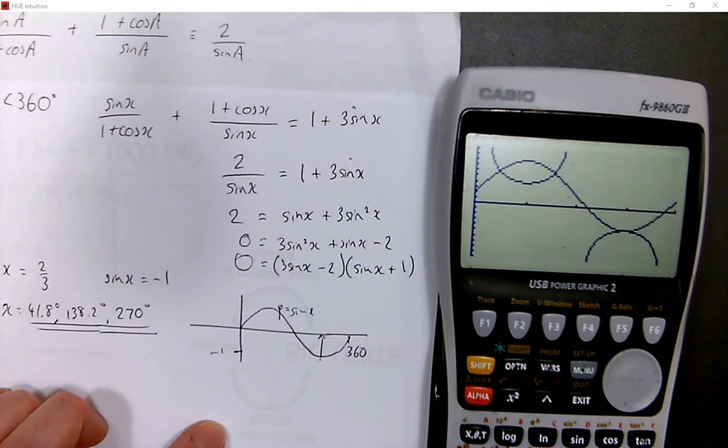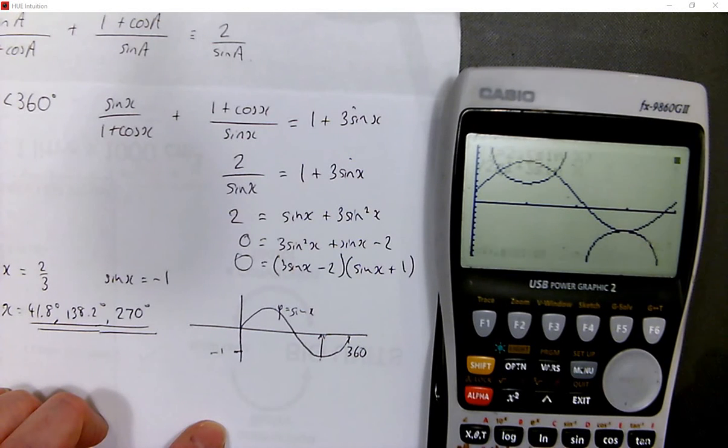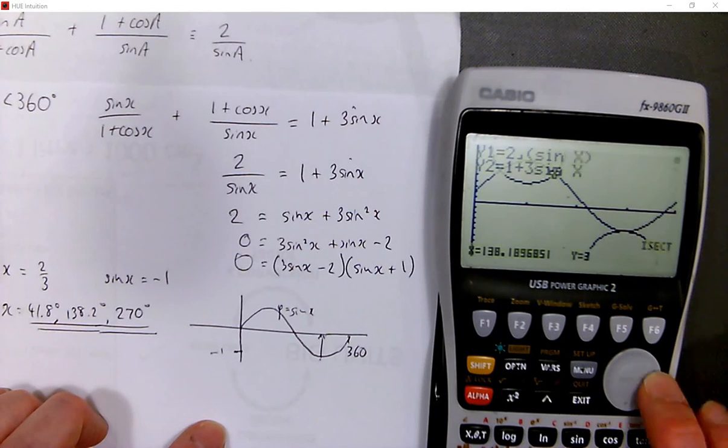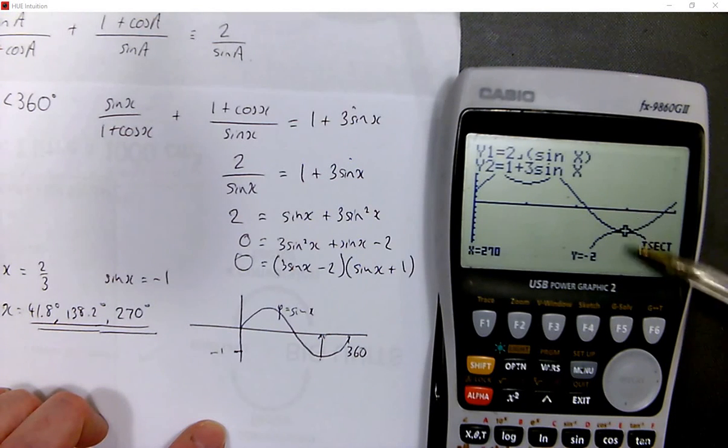So we want to find the points of intersection, so we do G-solve and then ISCT for intersect. And there's our first one, 41.8, and our second one, 138.2, and our final one, we can see, 270.